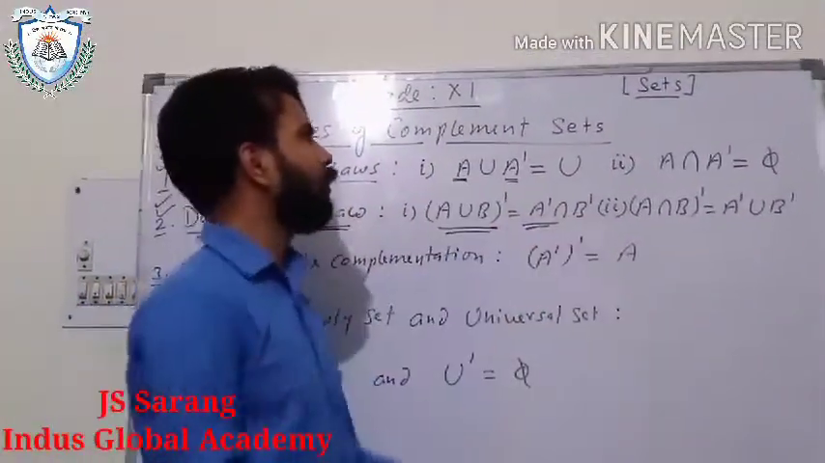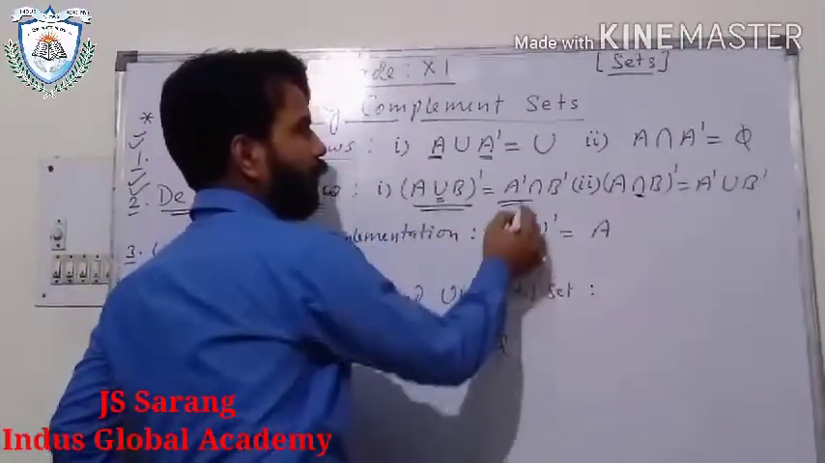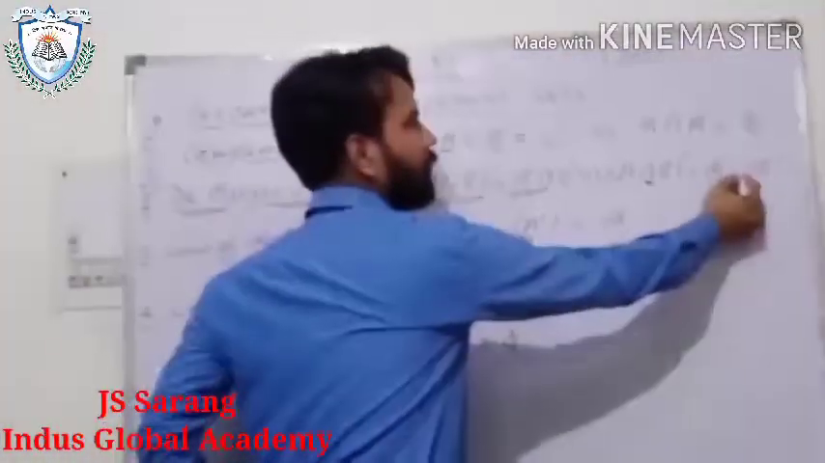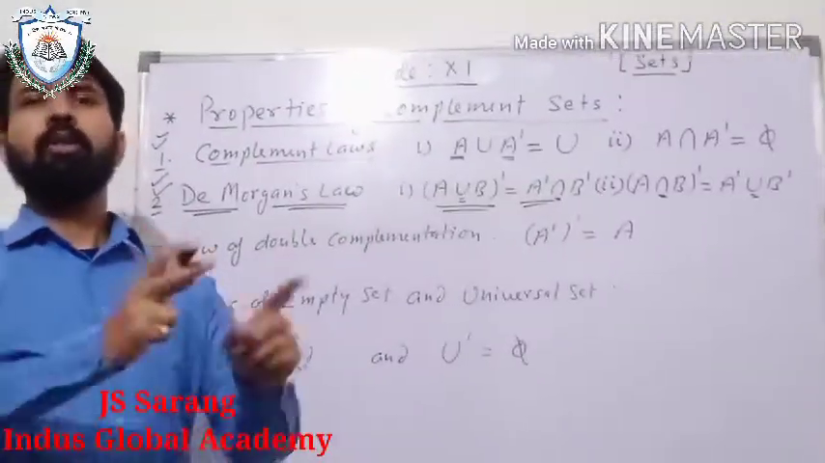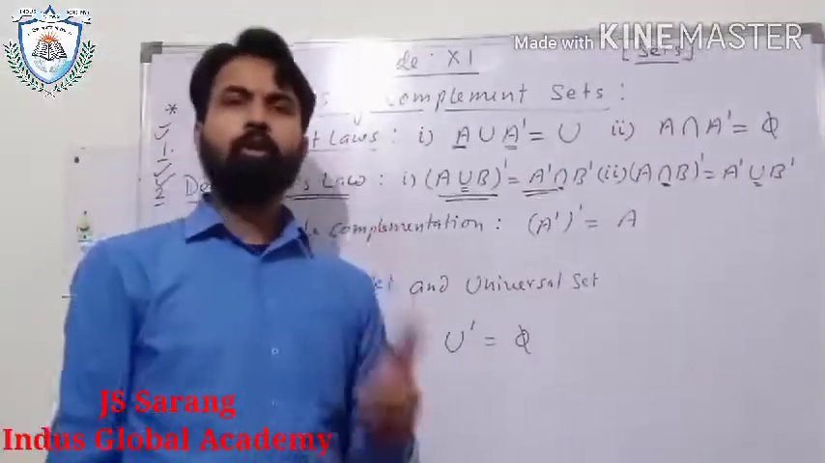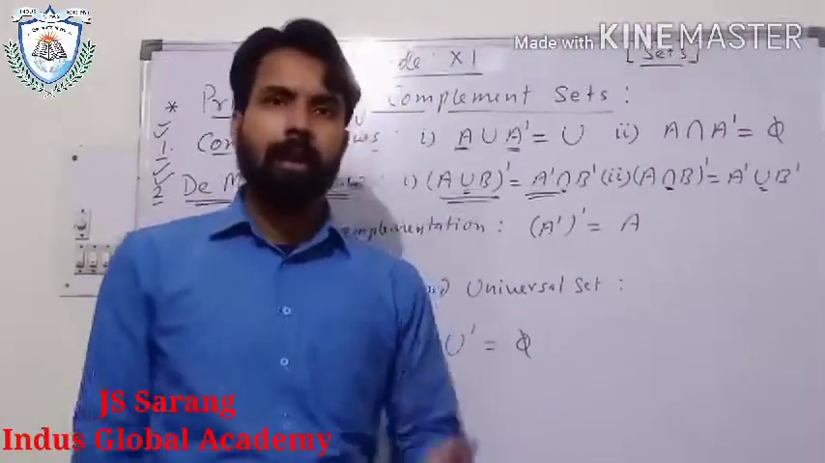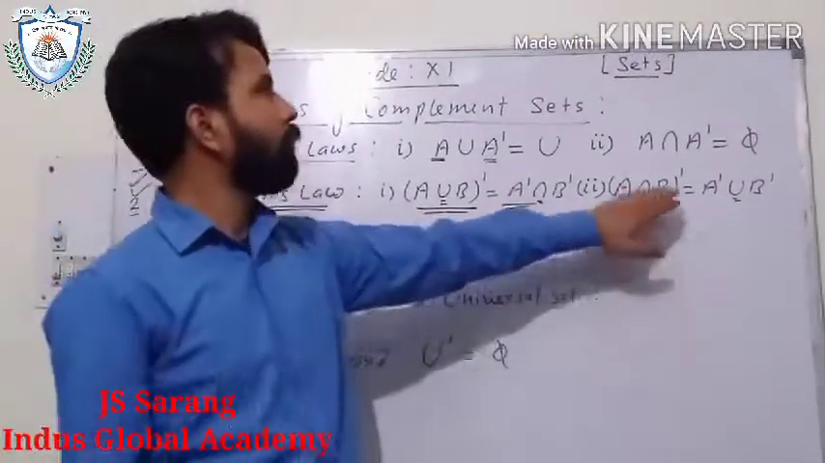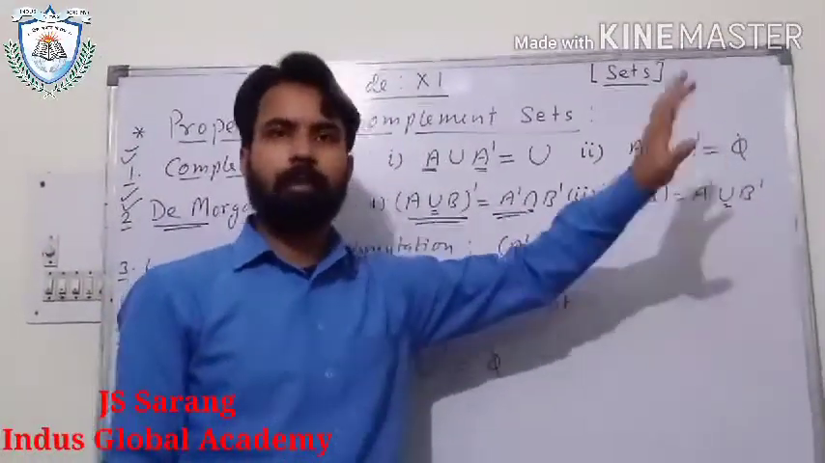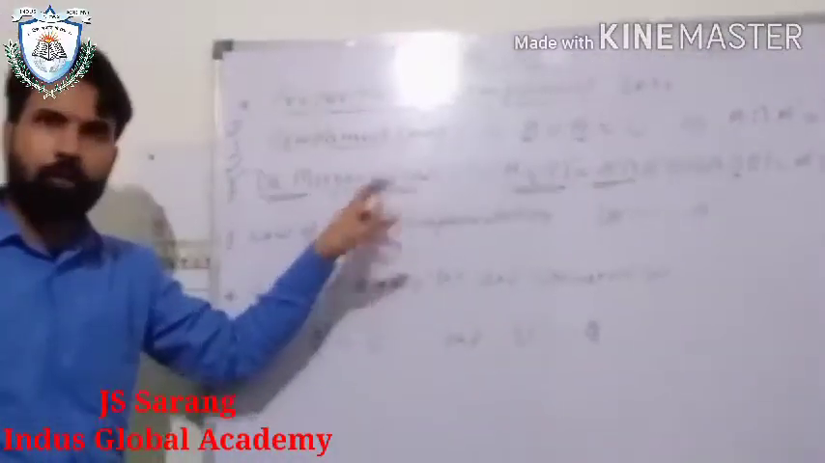And for the second law, in place of union there is intersection, and in place of intersection there is union. So the first De Morgan law is A union B whole complement is equal to A complement intersection B complement. And the second law is A intersection B whole complement is equal to A complement union B complement. So these two laws are known as De Morgan's law.